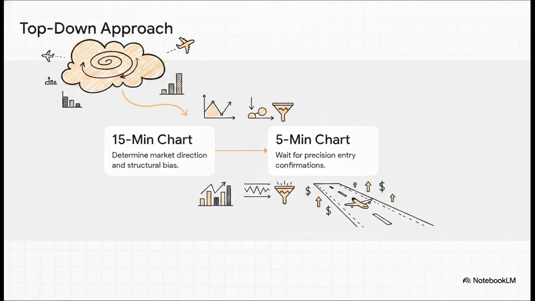Once you have a crystal clear picture of the weather up at 30,000 feet, then, and only then, you drop down to the micro view, which is the 5-minute chart. The 5-minute chart is your runway. It's where you patiently sit and wait for those precise, high-probability entry confirmations that offer incredibly low risk. By combining these two timeframes, we literally filter out all the chaotic noise and align ourselves with the dominant momentum.